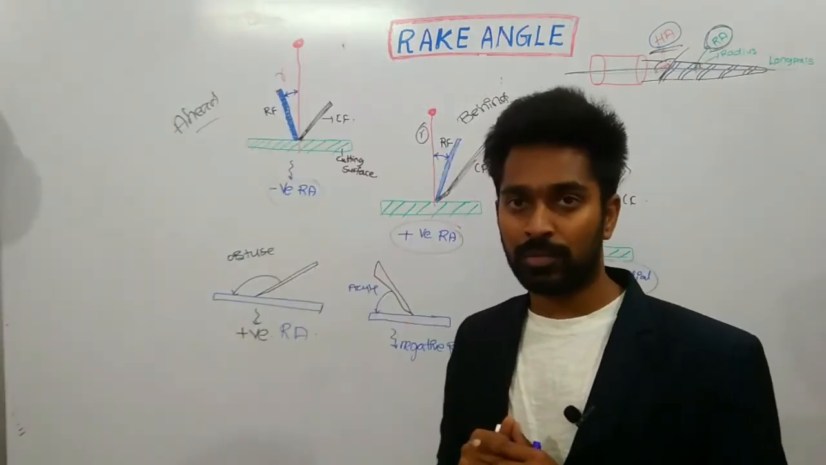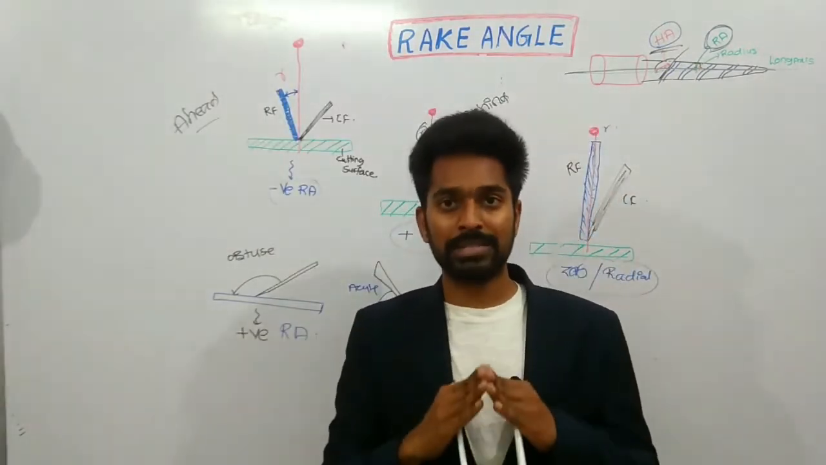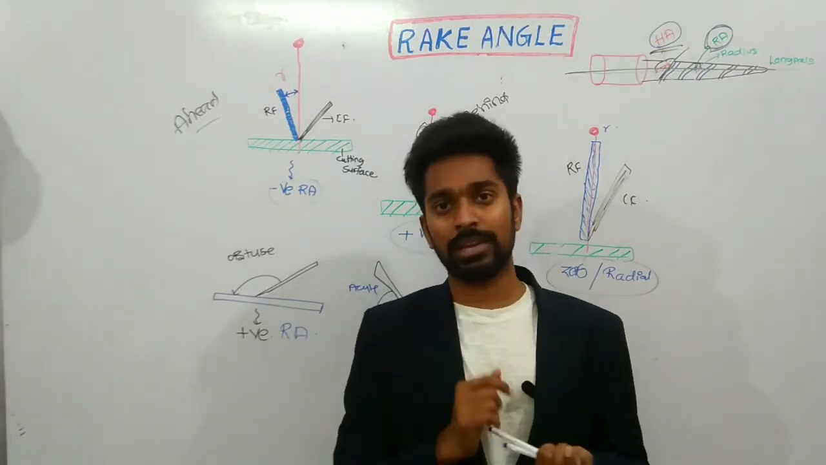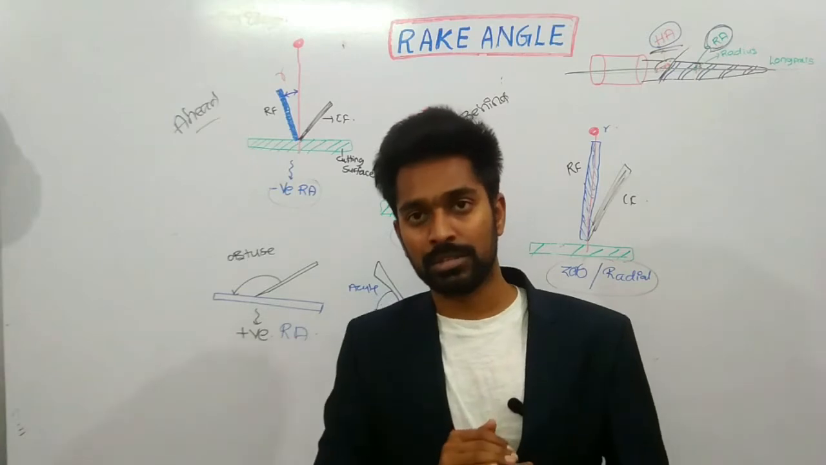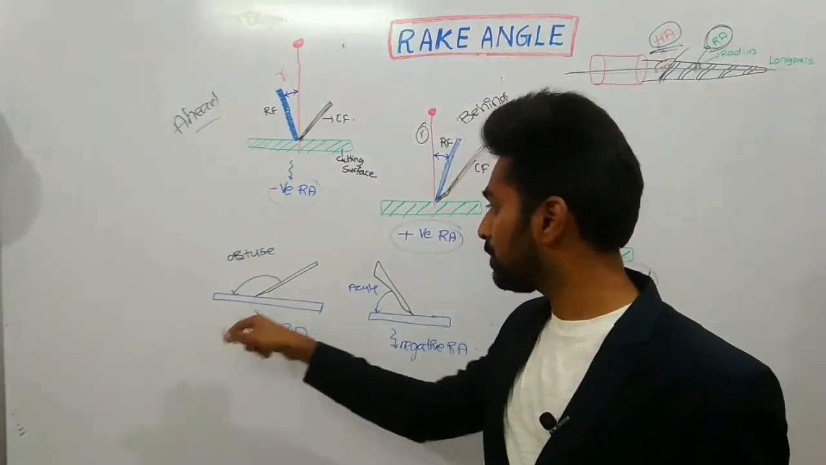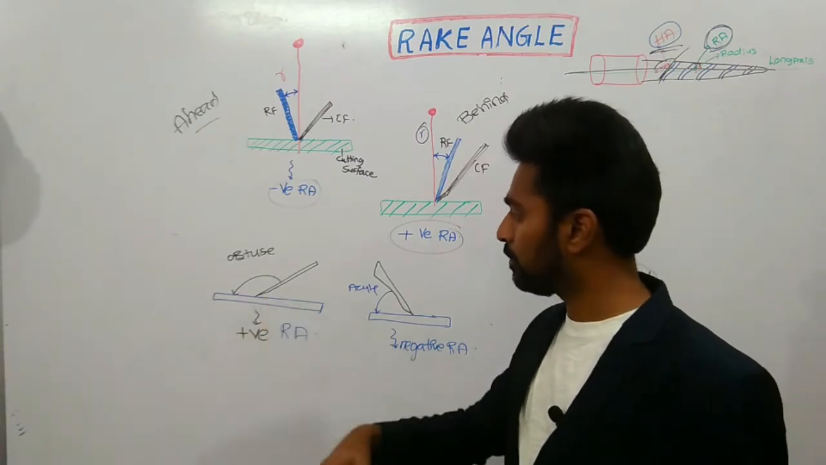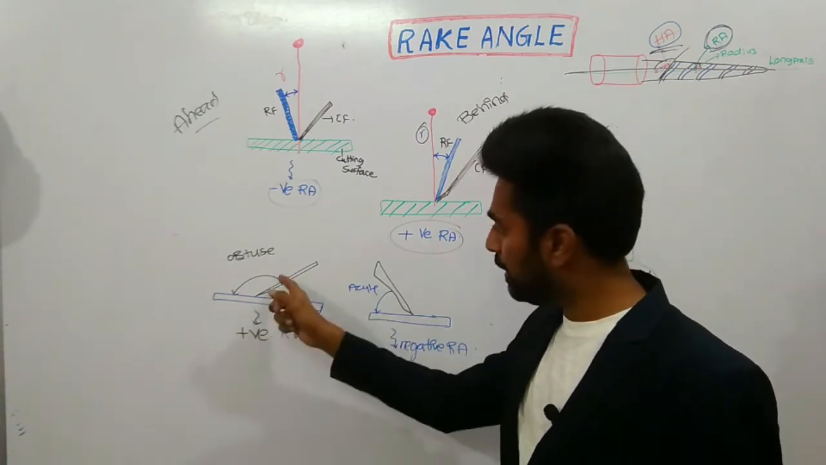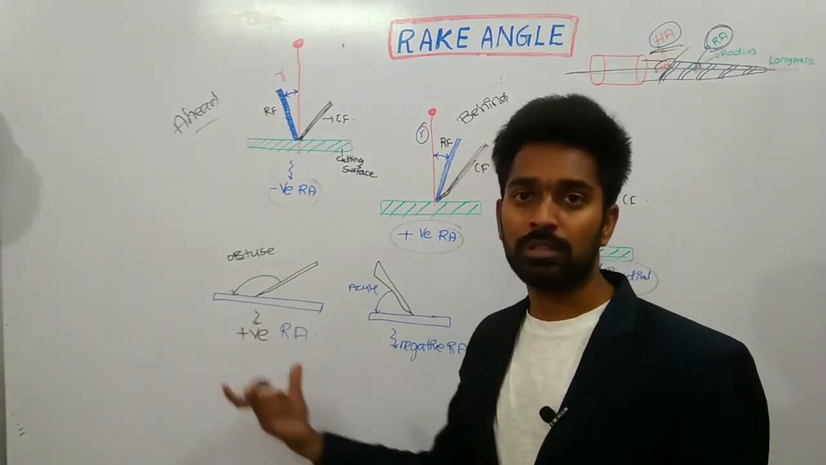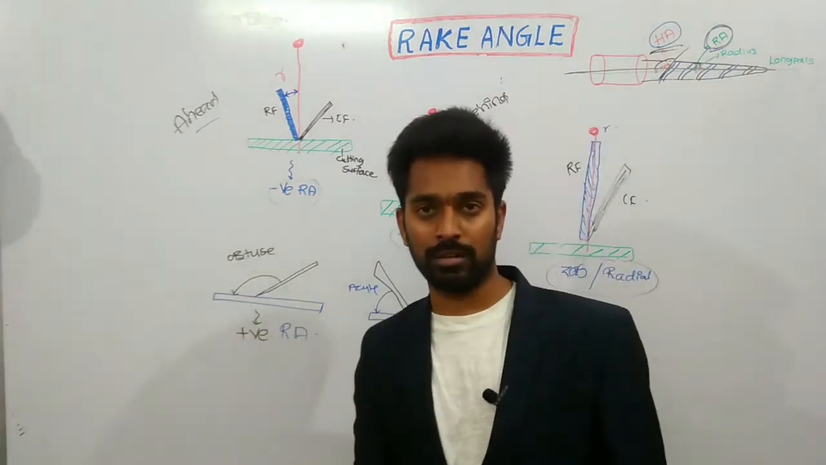And one more thing, if a rotary file makes an obtuse angle with the cutting surface, that is called a positive rake angle. If you see this diagram, here the rotary file or cutting edge is making an angle which is obtuse to the cutting surface. This is called a positive rake angle.